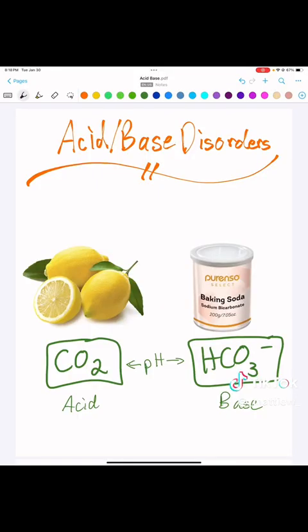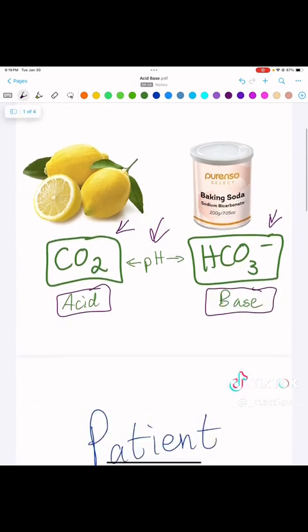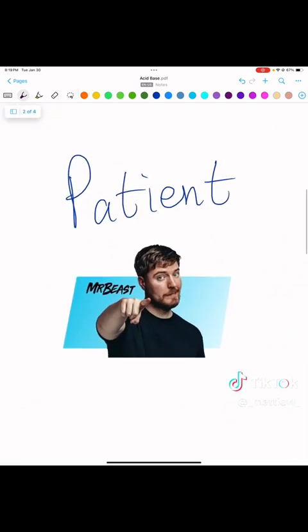If the explanation is going too fast, please pause the video so that way you can take some time to understand what I'm saying. When we're talking about acid-base disorders, remember what we said. We're talking about three values we want to look at: our pH, our CO2, and our bicarb. I'm not going to walk through the actual chemistry behind this, but just remember that carbon dioxide is acid and bicarb is base.